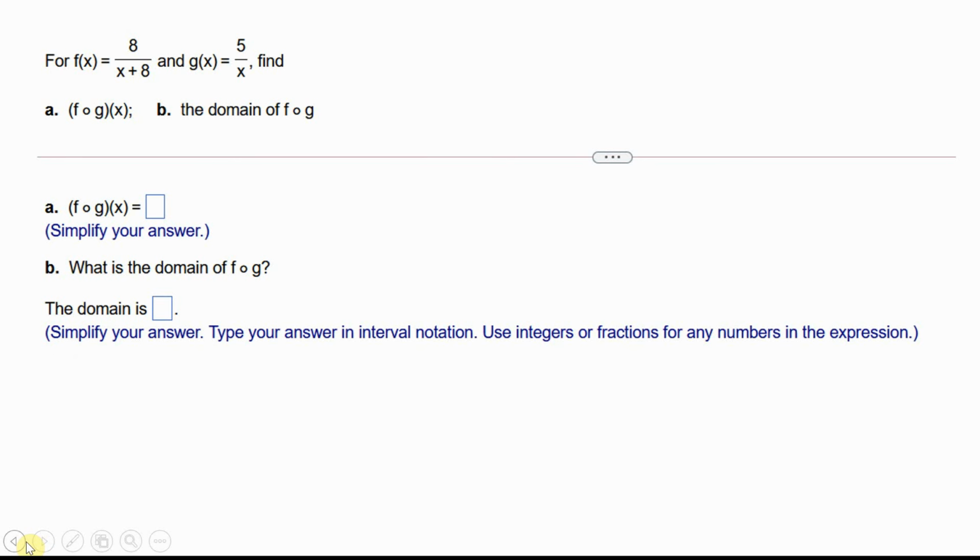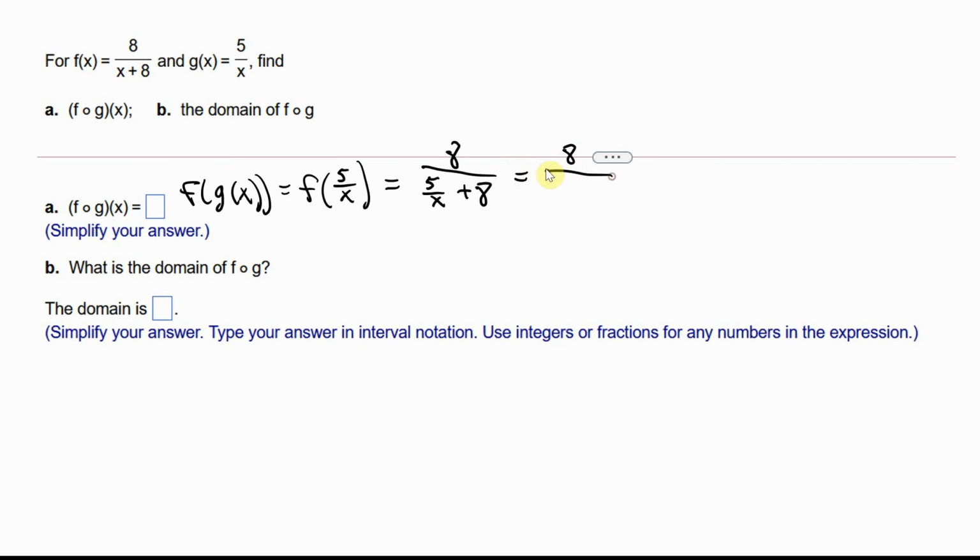Okay, so find f composed of g and then find its domain. So this is f of g of x. This is f of, now g of x is that 5 over x. This is equal to, f says whatever you give me, this is 8 divided by whatever you give me plus 8. So this is 8 divided by, I'm giving you 5 over x plus 8. Then we simplify that, just use our math.